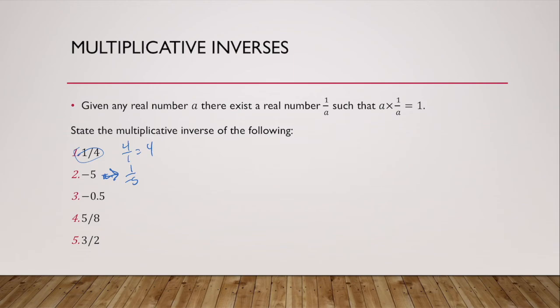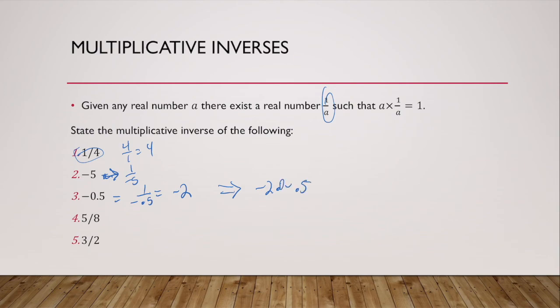If I have negative 0.5, ooh, that's a little bit different. Maybe we should set it up like this. I've got 1 divided by negative 0.5. Well, 0.5 is a half. That gives me negative 2. Let's check our work. Negative 2 times negative 0.5.